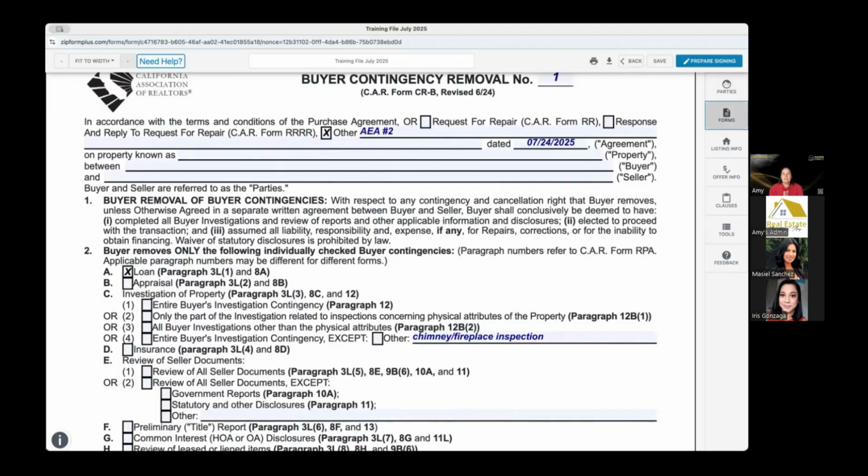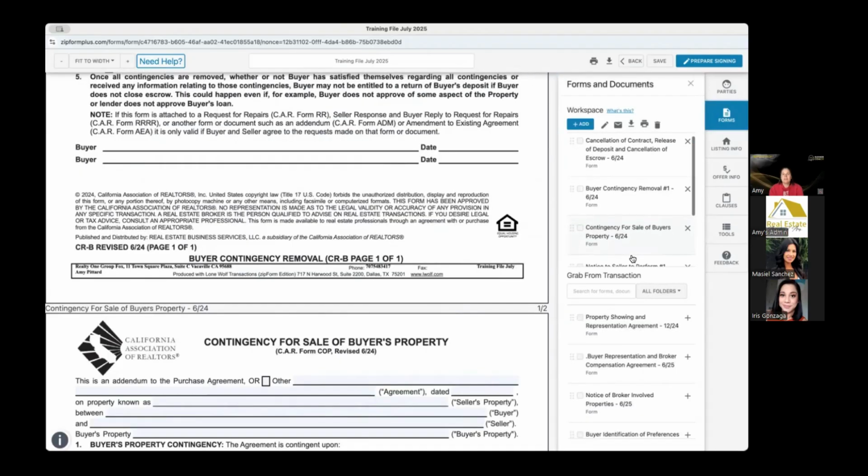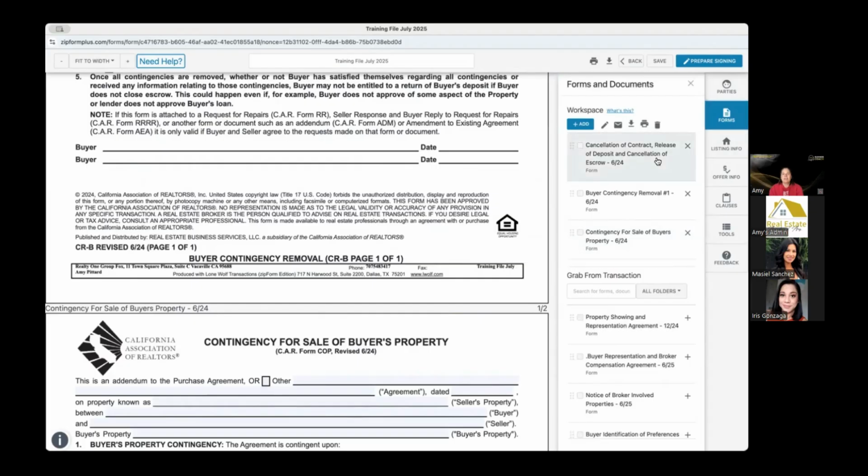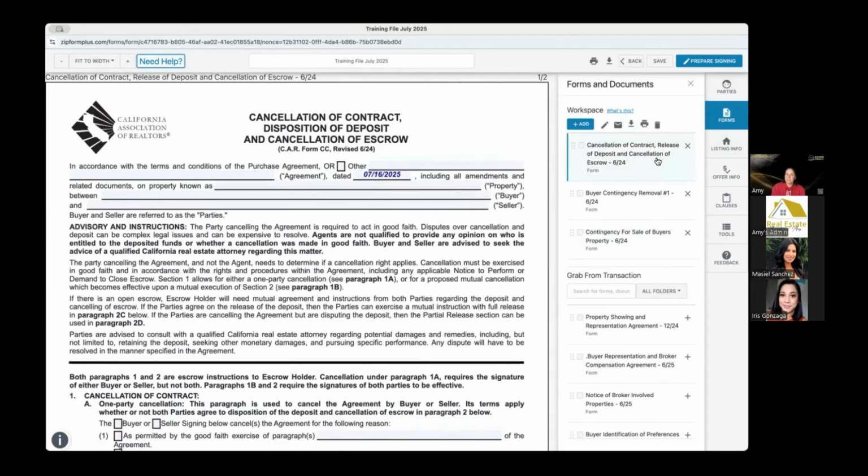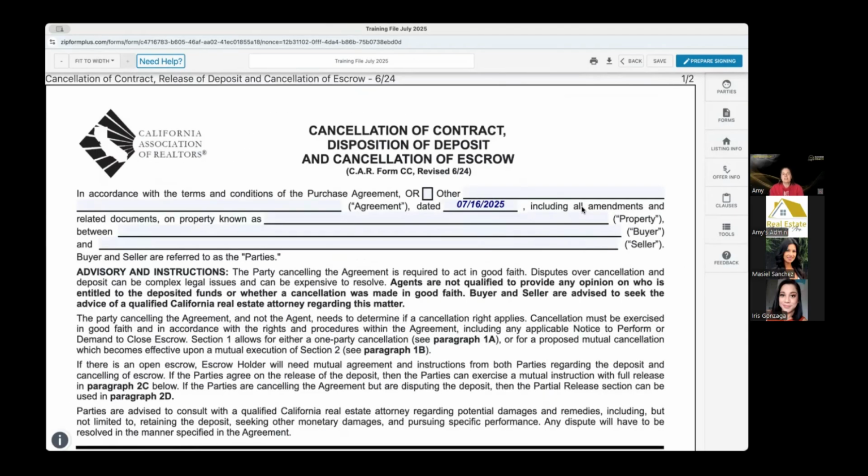We're going to move on to the last form that we're going to cover today, which is our cancellation of contract. So now we've talked about our contingency for the sale of the buyer's property. We've talked about our buyer contingency removal forms. We've talked about our notice to seller to perform. Super important there. For any action that's not done in the contract that we want to cancel because of the seller's breach of contract, we have to serve that notice to seller to perform.